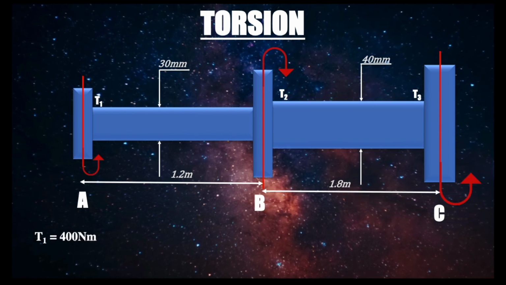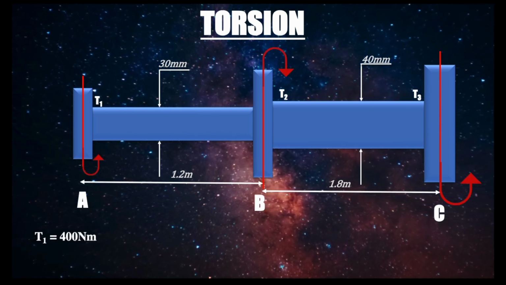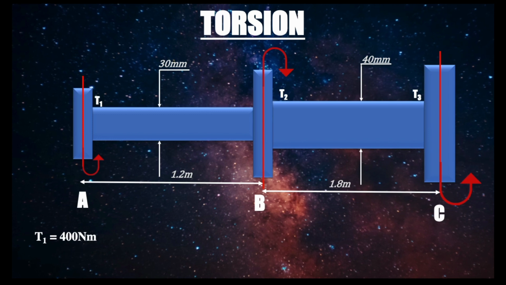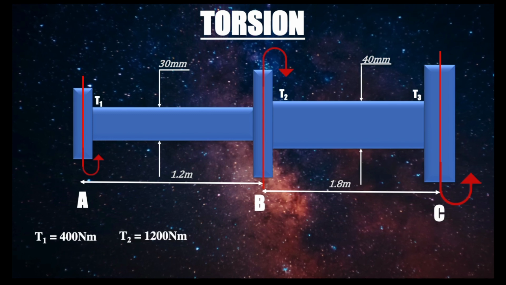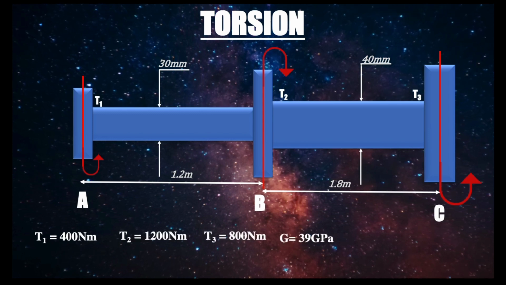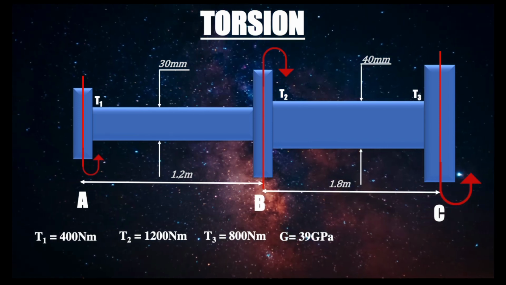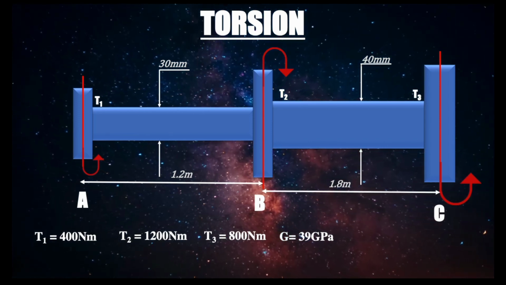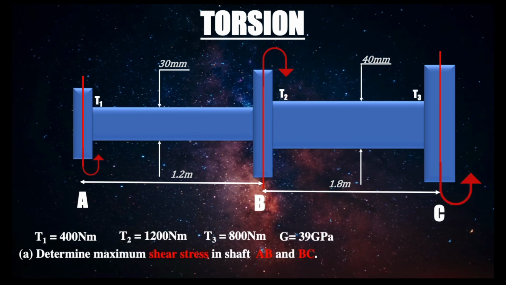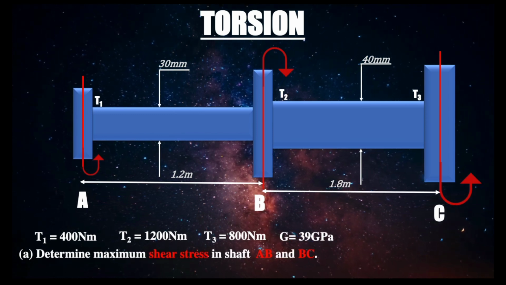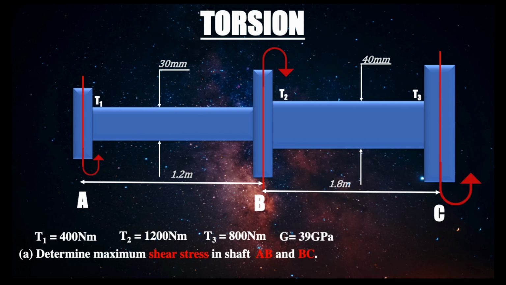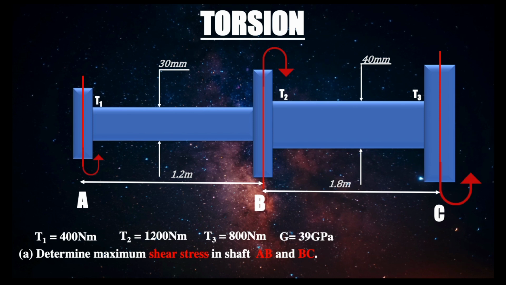Okay, we're given the value of the torque, which is 400 Newton meters. Remember, torque is measured as a moment. We're also given T2, T3, and the modulus of the material used to make the shaft. So we have questions here. The first question: I want to determine the maximum shear stress in the shaft AB and BC. I want to look at that.